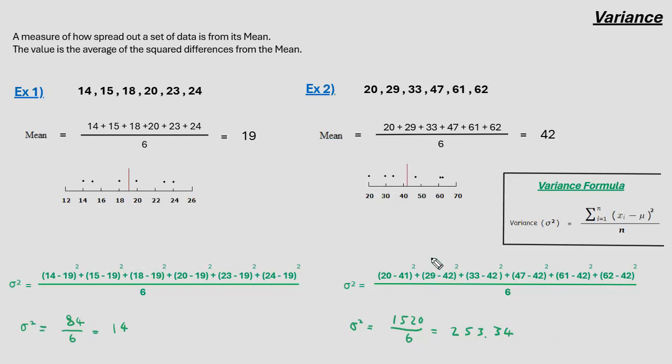So, as we could see from the number lines, the set of numbers in example 2 are quite a lot more spread out from their mean value than the numbers in example 1. Hence, there is a lower value of the variance for example 1's numbers, whereas example 2's is quite a lot higher at 253.34.